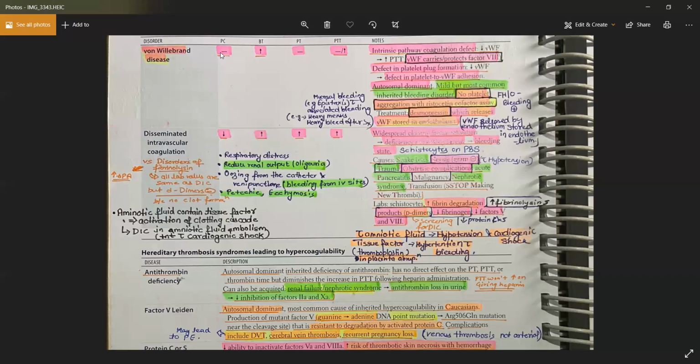So an increase in the D-dimer levels, or I can say the fibrinolysis. Okay, a decrease in the fibrinogen level and a decrease in the factor 5 and factor 8 levels, a decrease in the protein C and protein S also. This all signifies DIC. Is that okay?